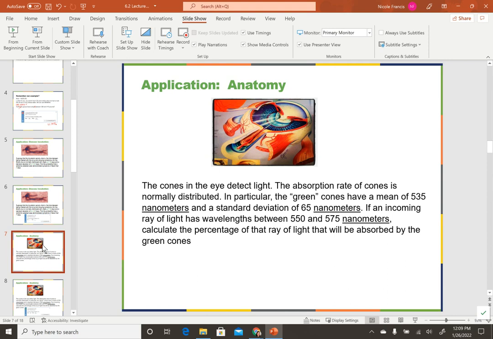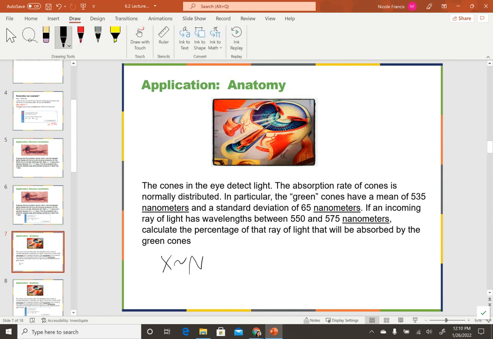This one's a little bit more complicated setup, but I think we can safely say that this is normally distributed with a mean of 535 and a standard deviation of 65. We want to find the probability or the percentage that this gives you, that's the absorption amount. The absorption rate is normally distributed, mean of 535, standard deviation is 65. And we want to know the absorption rate between 550 and 575 nanometers.